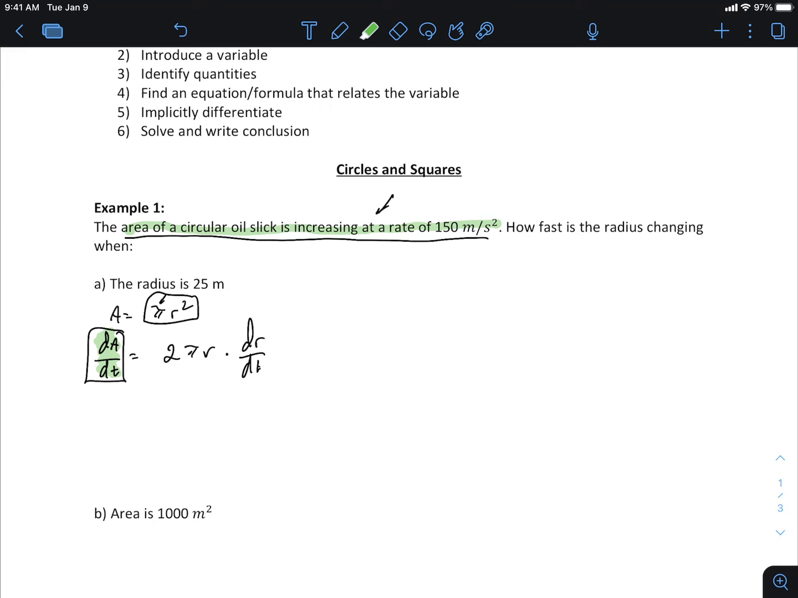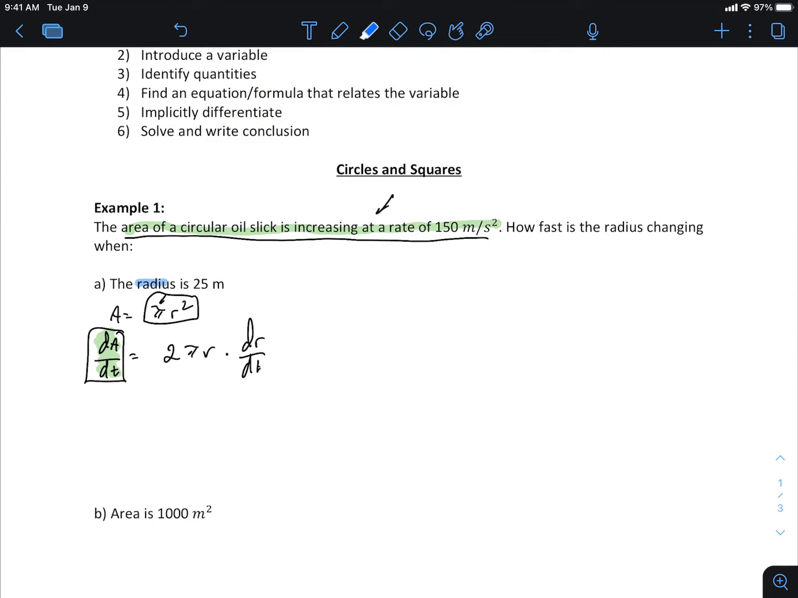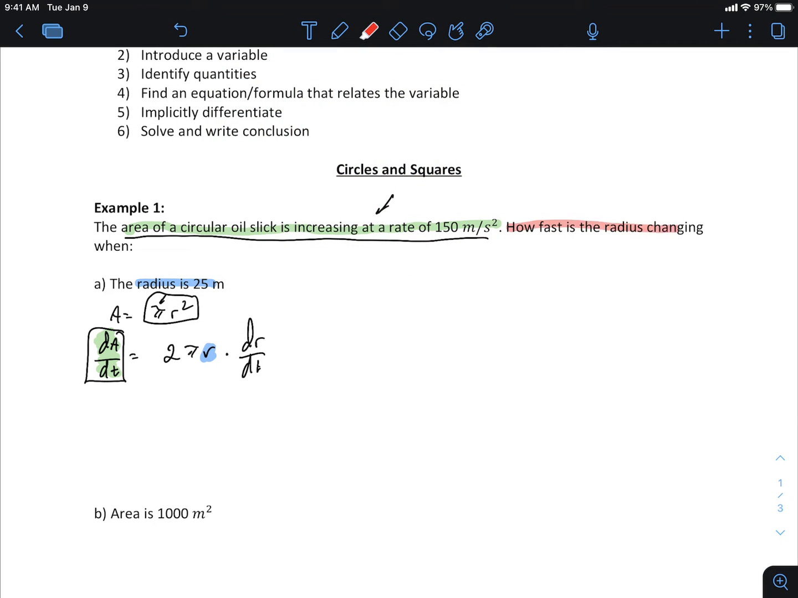And we also know the radius is 25 meters. Well, we know what the radius is. And what is the thing that we're looking for, I suppose, is the point of this question. How fast is the radius changing when? Changing radius with respect to time.